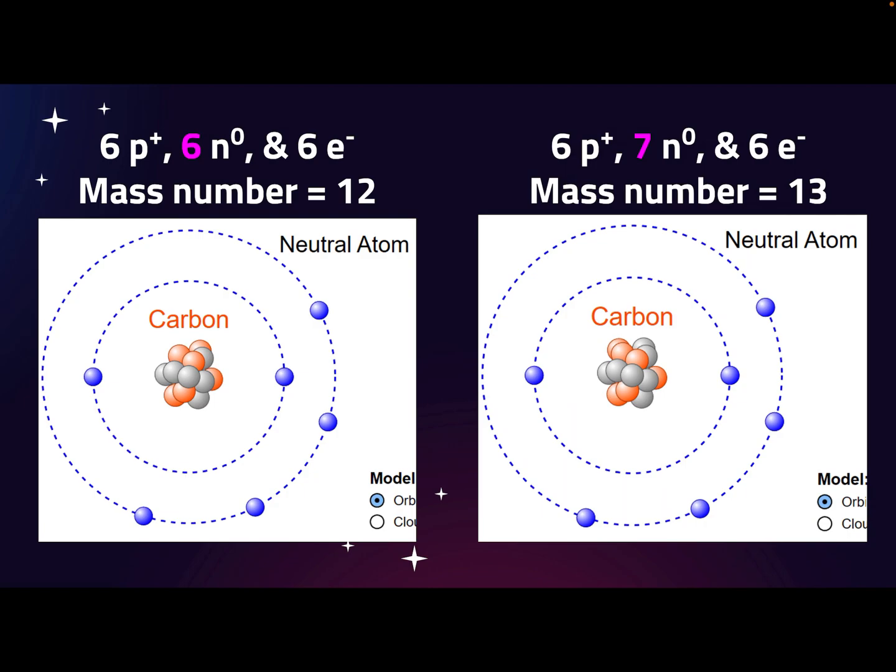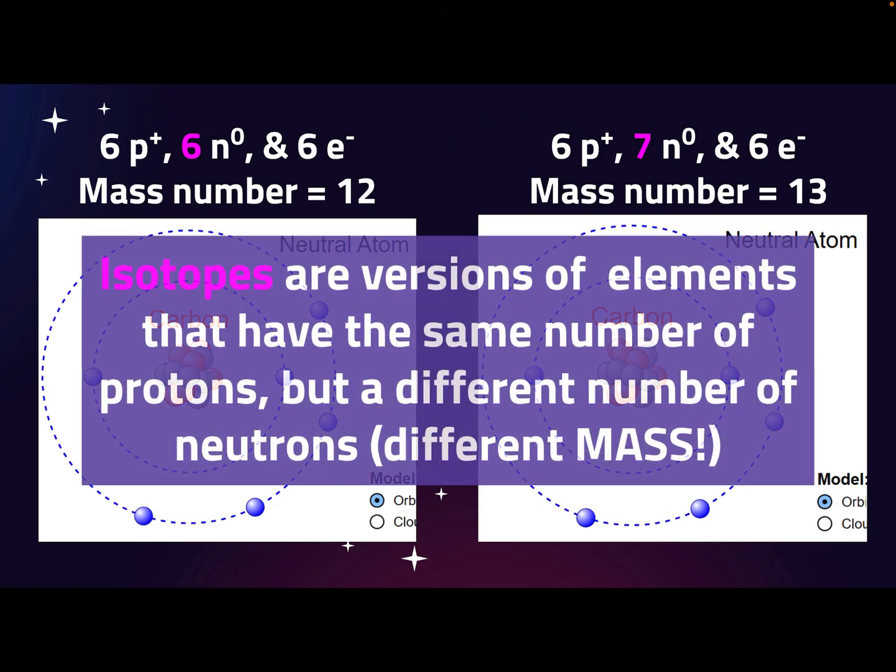But both of these carbons exist in nature. They just exist in different amounts. So on the periodic table, the number that we see shows up as an average of those values. So I'm going to give you a definition real quick. The definition I'm going to give you is isotope. So isotopes are versions of elements that have the same number of protons, so they have the same identity, but a different number of neutrons, meaning different masses.